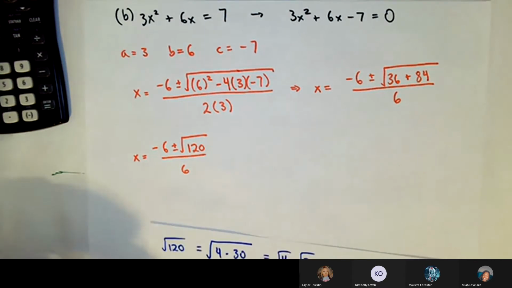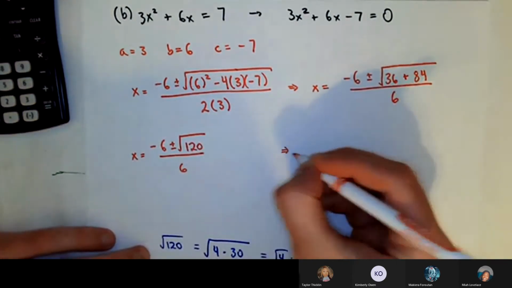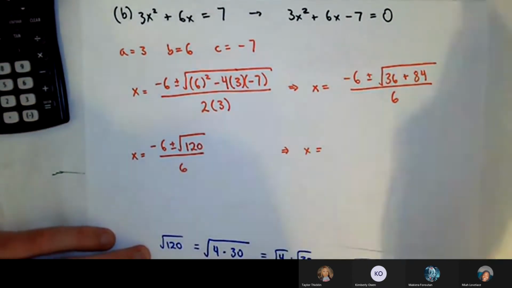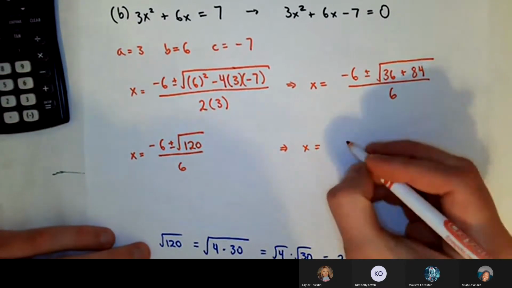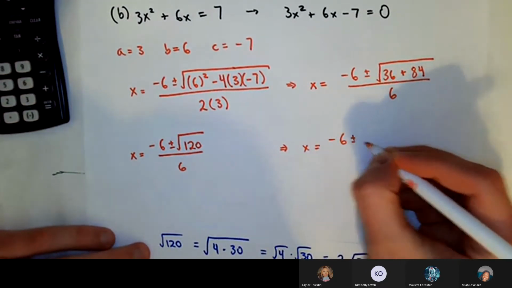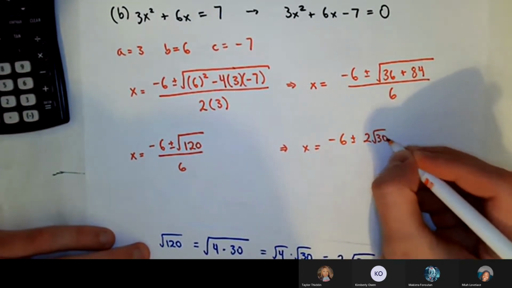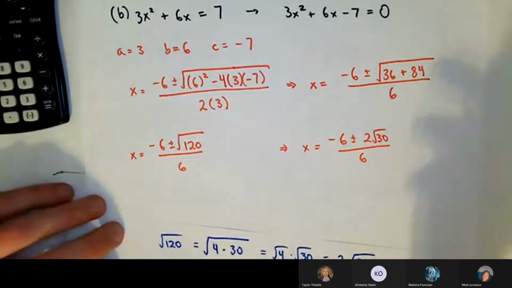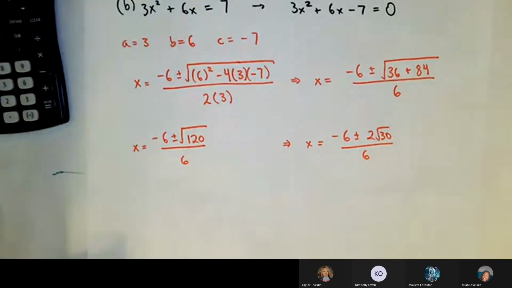So what I do is I come back over here and I replace square root of 120 with 2 square roots of 30. So I say -6 plus or minus 2 square roots of 30 all over 6. And I'm almost done at this point.